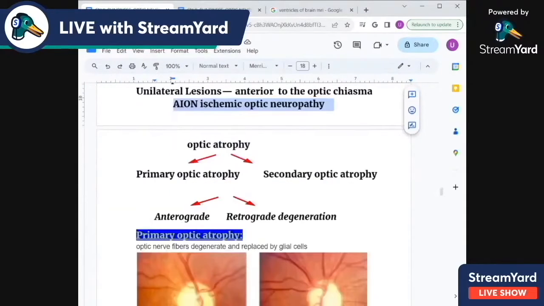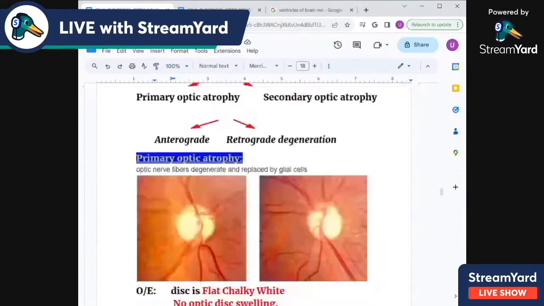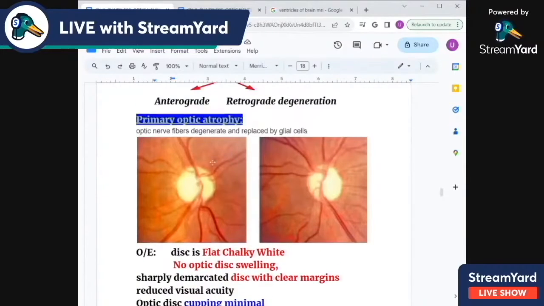So optic atrophy may be primary or secondary, or it may be anterograde or retrograde. Glaucomatous optic atrophy is a little different, so we'll discuss that one too. This is the primary optic atrophy here. You see the chalky white optic disc with clear margins, very little optic cupping, and the blood vessels are normal. So this is the primary optic atrophy.